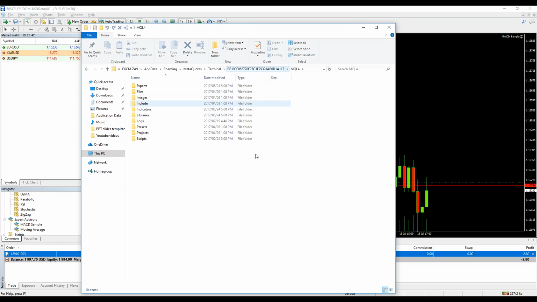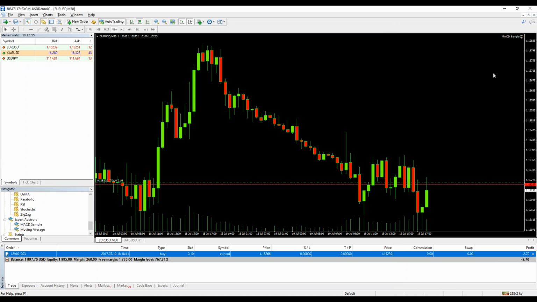But say we've downloaded our indicator or our EA. If it's an indicator, we'll paste it in indicators. If it's an expert advisor, we'll paste it in expert advisors. Then once we've pasted it, we close that window, close MT4 and log back in. Once you've logged back in, you'll see it in your navigator, under your expert advisors or your indicators.